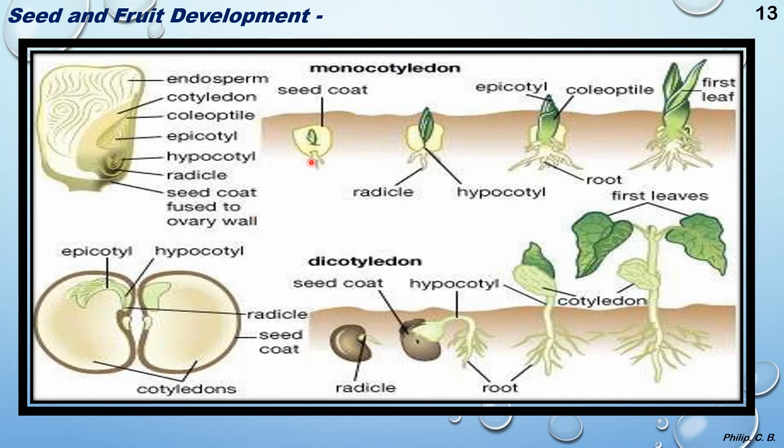Here you can see the seed coat, the radicle formation along with the hypocotyl, then the epicotyl on the surface along with the coleoptile over here, and the first leaf is formed. Whereas in case of dicotyledons, you can see very clearly two cotyledons, the epicotyl, hypocotyl. Then you see how the progress takes place from the radicle to formation of the hypocotyl and the root, then the cotyledon, and further the first leaf formation. The cotyledon also you can see here very clearly.